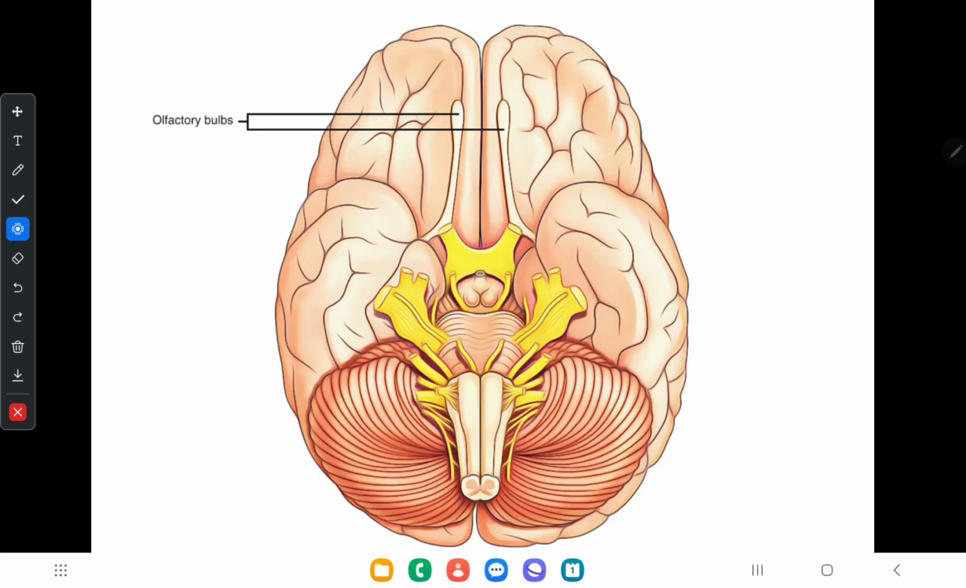I'll show you the relations of the intracranial part from this diagram. This area is the intracranial part up to the formation of the optic chiasma. In this area, the superior relations are the gyrus rectus and the olfactory tract, and there is the anterior cerebral artery. Below the intracranial part of the optic nerve are the tuberculum sellae and diaphragma sellae.